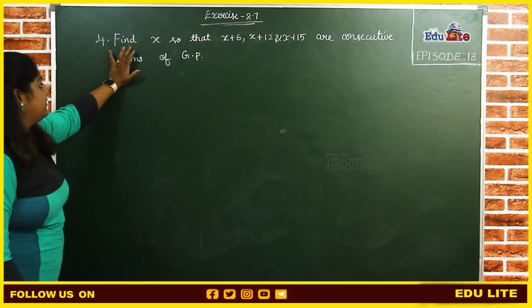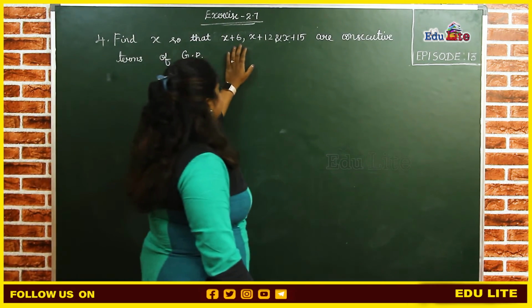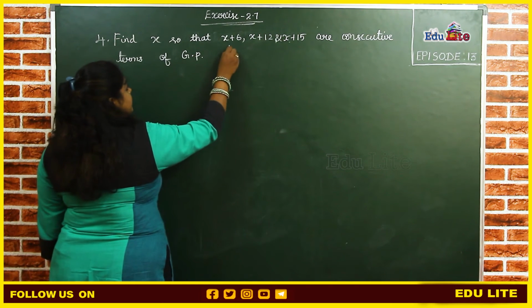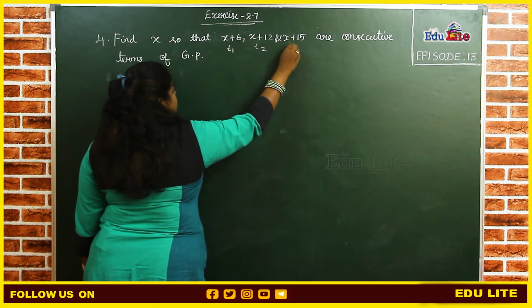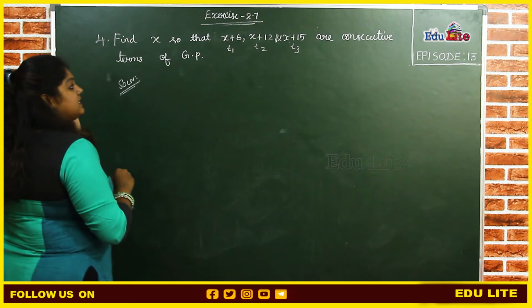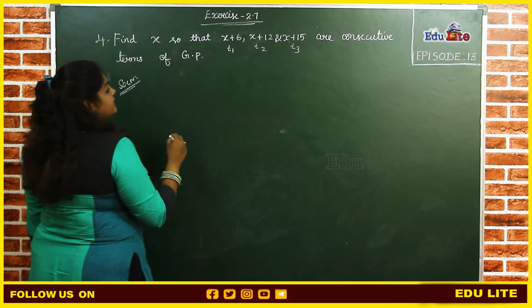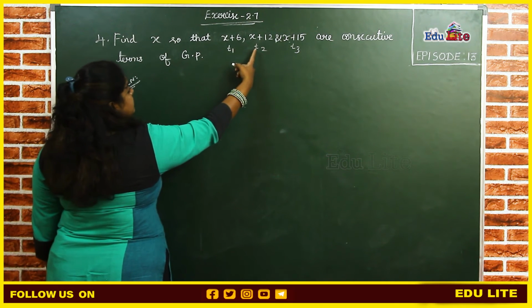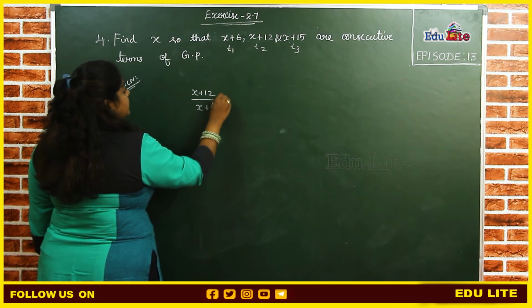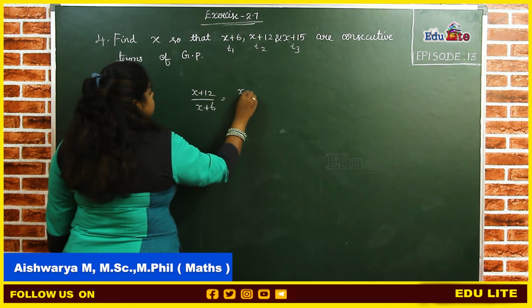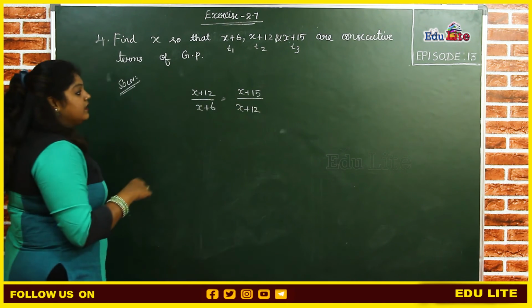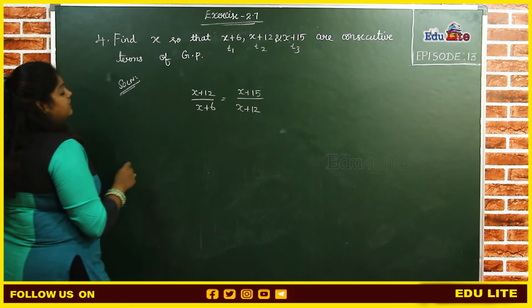In the fourth problem, we have to find the value of x. We are given 3 consecutive terms of the GP, that is continuous terms of a GP. So this we can consider as T1, T2, T3. Now we have to find the value of x. What shall we do is, in a geometric progression, the R value can be found by using T2 by T1, x plus 2 by x plus 6. Similarly, third term by second term. So in a geometric progression, this is the way of writing the values. So from this we can find out the value of x.